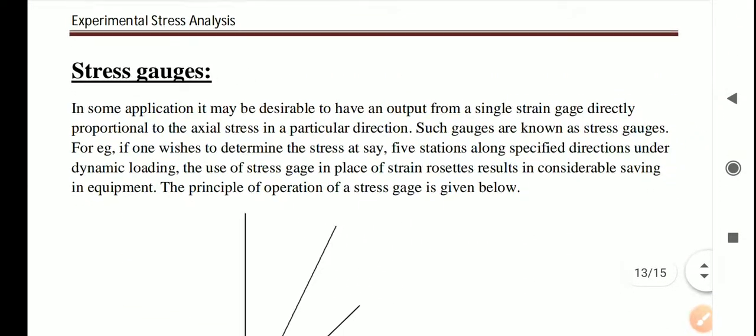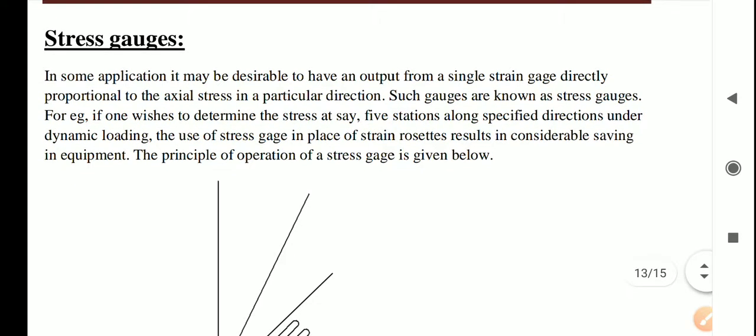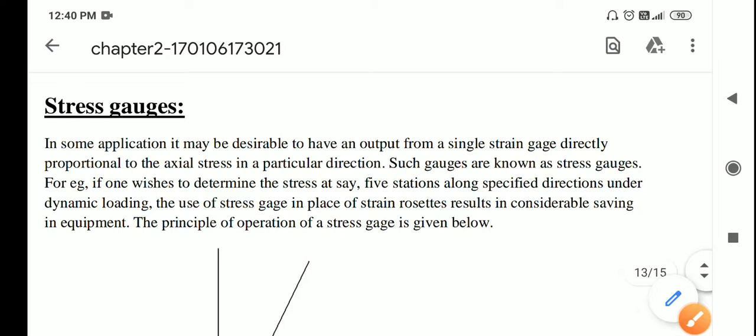Next is the stress gauge. As we know, the strain gauge is mainly concerned with the measurement of strain over any material where a change of strain happens. But what is the stress gauge? Stress gauges are gauges which directly measure the stress in a material. Strain gauges measure the strain, and using those strains we then calculate the stress. But stress gauges directly give the stress value.